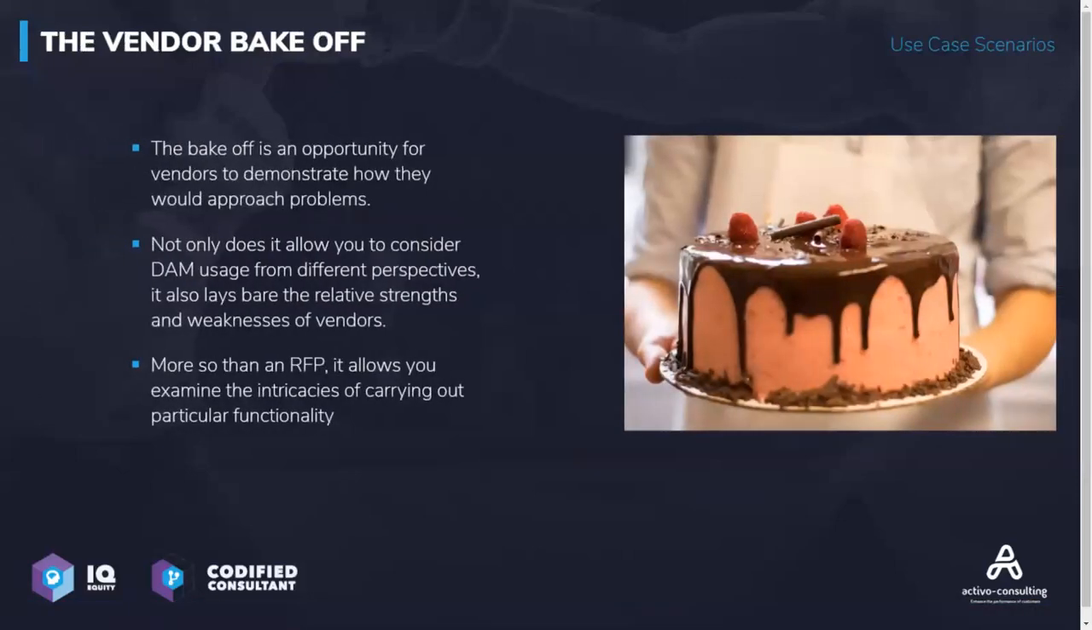Just to bring us back to the 6 steps and our process as consultants, I'd like to mention bake-offs. A bake-off is an activity that occurs once you've gone from a vendor long list to a short list. You write some use case scenarios and you have vendors demonstrate their approaches to the scenarios in front of a panel of stakeholders. It allows you to consider DAM usage from different perspectives. It also lays bare the relative strengths and weaknesses of vendors.